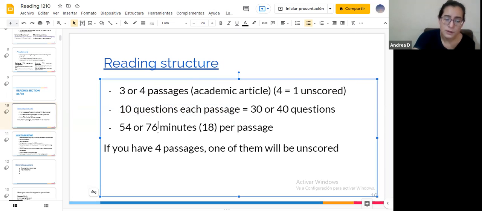Now about the time, they will give you 54 minutes in case you have 3, or 76 minutes in case you have 4, which means you should be answering or finishing a passage and a set of questions in 18 minutes. All right, guys? So let's just recap. In the reading, you get 3 or 4 reading passages with 10 questions each. You get 54 or 76 minutes. Okay, so any questions about this, about the structure of the reading, how it works?